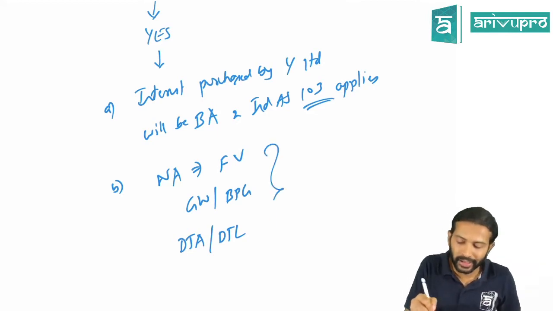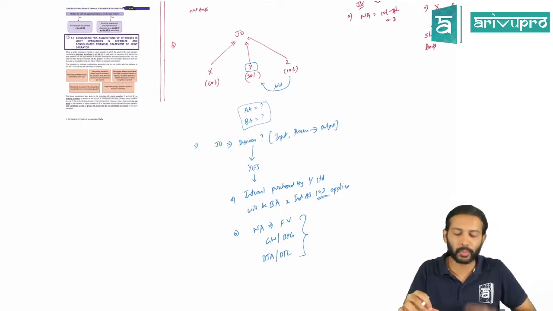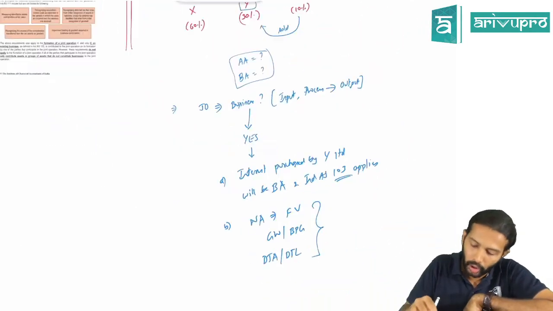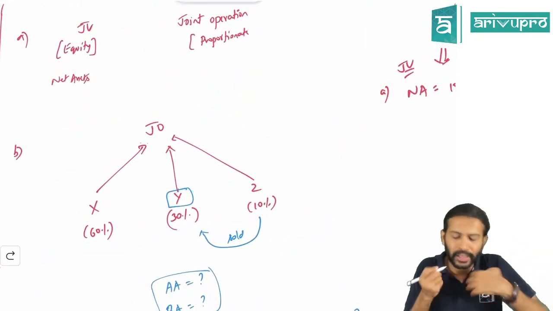So you need to recognize all of this. That's the crux of this particular concept, which they've written over here in big words; I've just given it off here. One more thing is, sir, what about the existing 30% Y Limited already has?